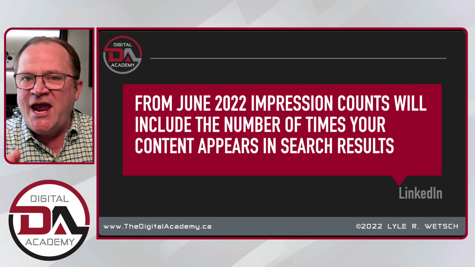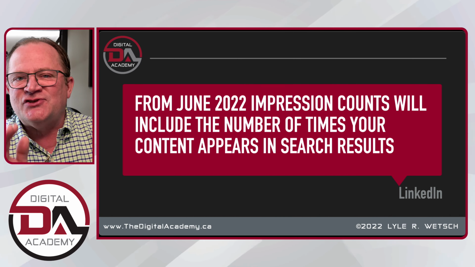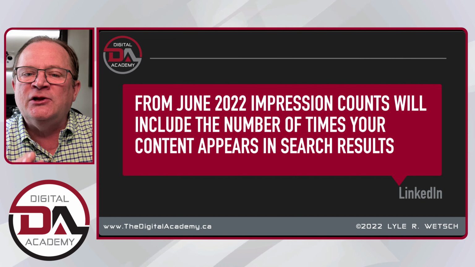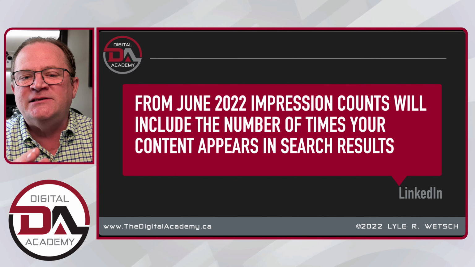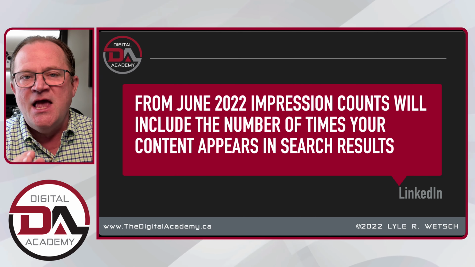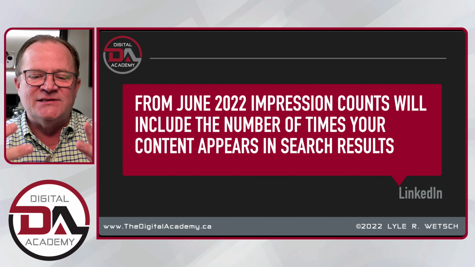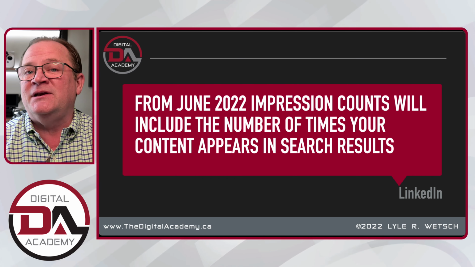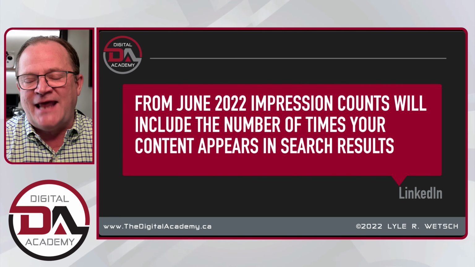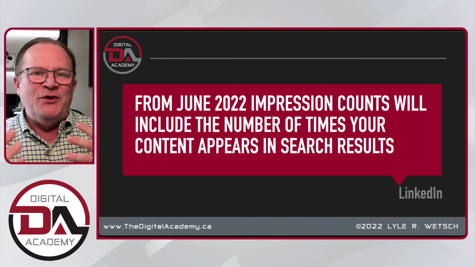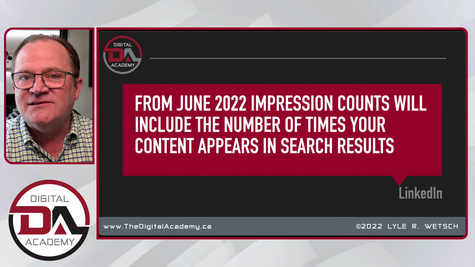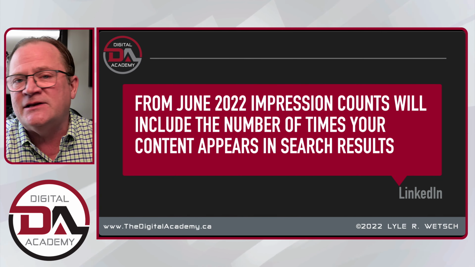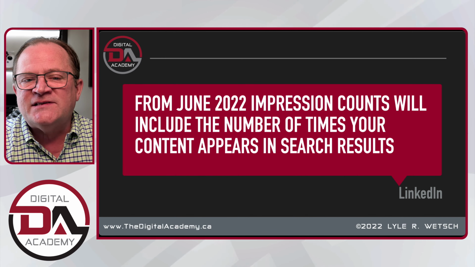Now, there's a change that is happening this month. Starting this month, your impression counts will also include the number of times that your content appeared in search results. So if you had a piece of content that you put out there, a video, a live stream, and it showed up in a search result, that's going to count as an impression. So, we're expecting to see a slight rise in impression numbers in your content analytics, or your creator analytics rather, coming up this month when this happens.